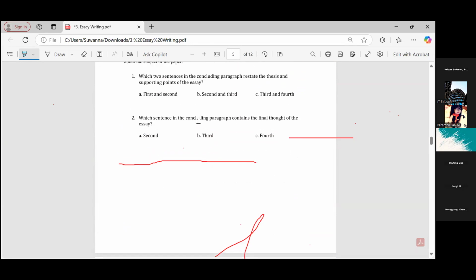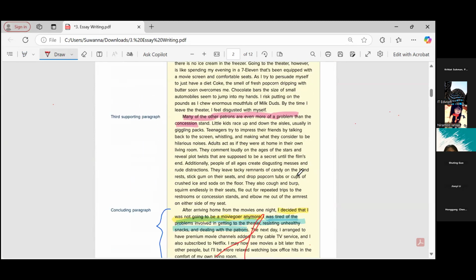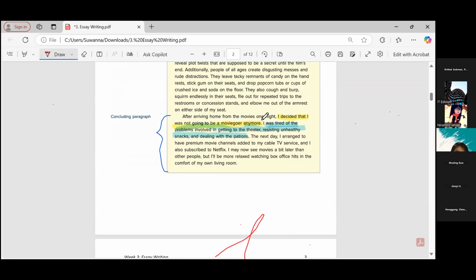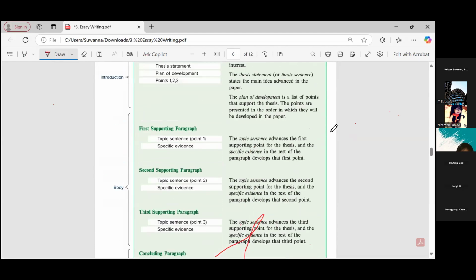Right. Okay, you see, so that's why the answer for the second question is the third sentence, yeah? That contains the final thought of the essay, right? It's starting from the third sentence, if I'm not mistaken. 1, 2, 3, yeah. Start here. That's the final thought. All right.